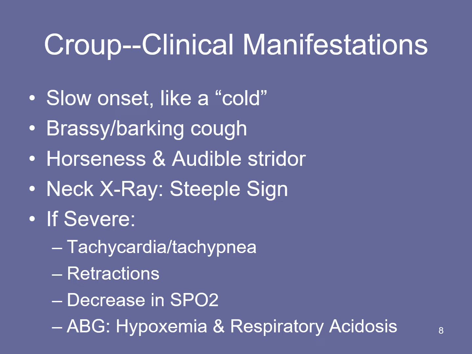The neck x-ray can often show the steeple sign, which I will show you in the next slide or two. If severe, these next findings can really dictate whether or not the patient is admitted. If they have tachycardia, tachypnea, retractions, decreased oxygen saturation, so hypoxemia, the ABG can also reinforce that hypoxemia and often will show respiratory acidosis. If those findings are on the worst end of the scale and the patient really does not look good, then the patient will often end up being admitted for croup.